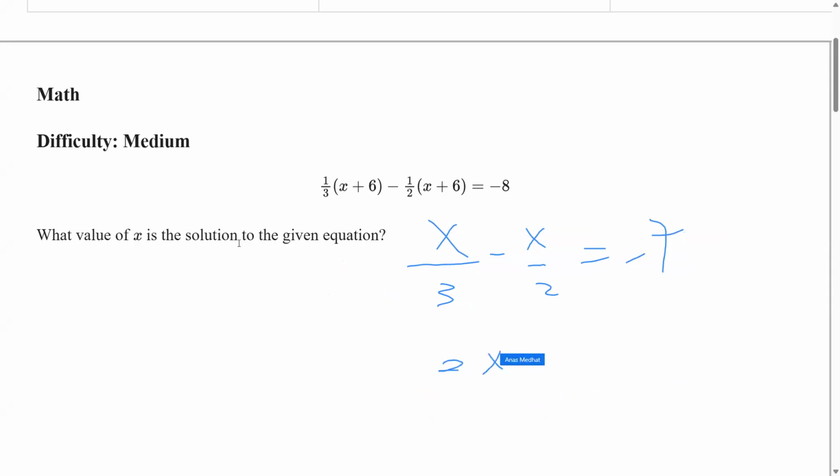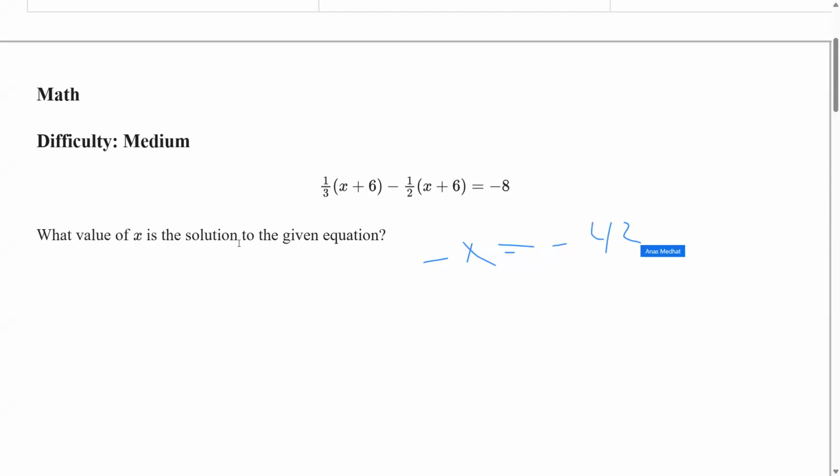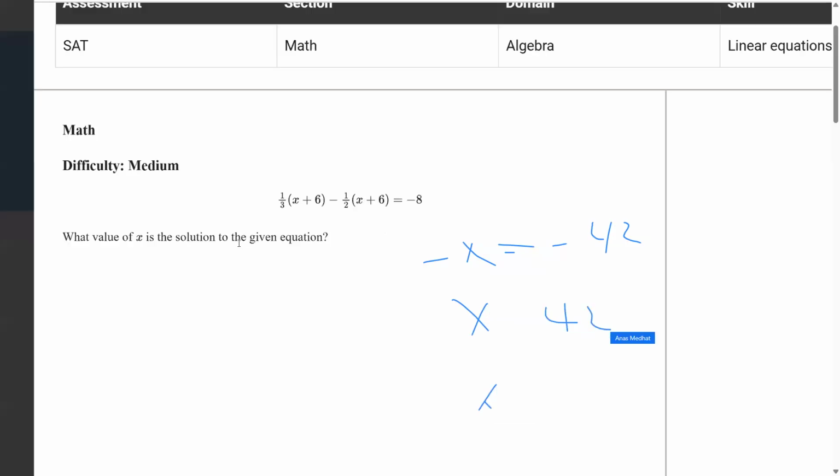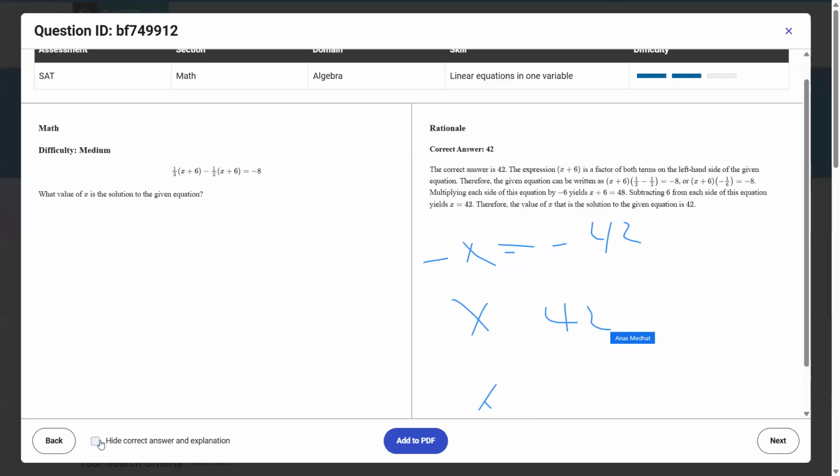Now let's combine it like this: minus x over 6 is minus 7, and 6 times minus 7 equals minus 42. So minus x equals minus 42, so x is equal to 42. Let's check.